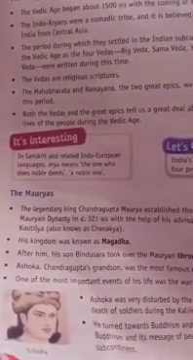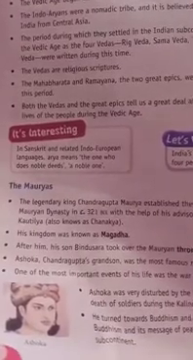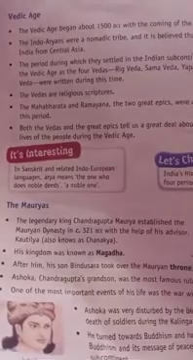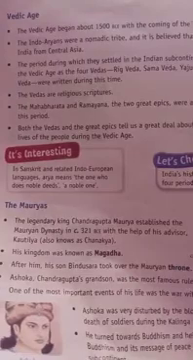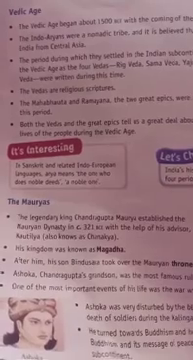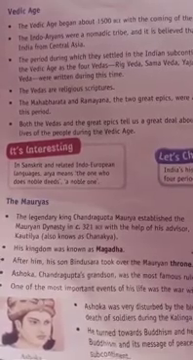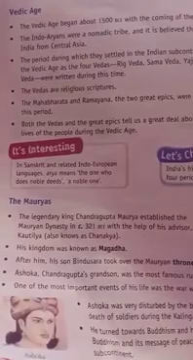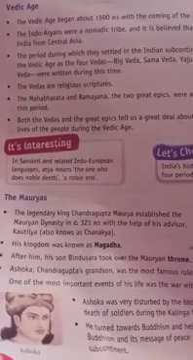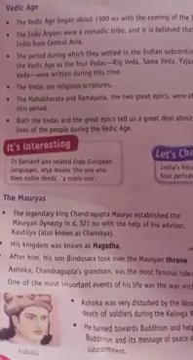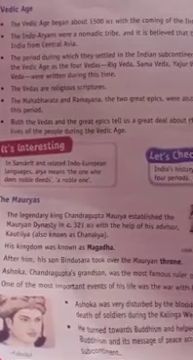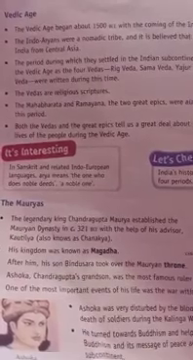Let's learn about the names of those kings who ruled over India for a long period of time. The Mauryas, this family, established the Mauryan dynasty in India around 321 BC with the help of his advisor Kautilya, who was also known as Chanakya. This dynasty was established by a legendary king who was known as Chandragupta Maurya. The name of his kingdom was Magadha.